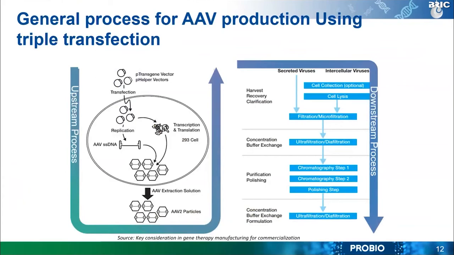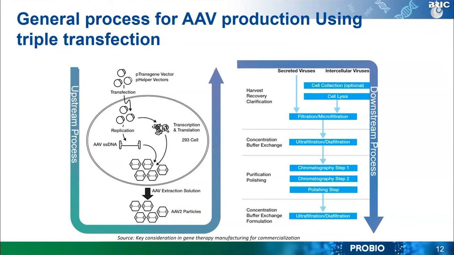The flowchart I showed here is the general process for AAV production using triple transfection. Generally, we divide the whole manufacturing process into upstream process and downstream process. Approaches to vector purification exploit the physical characteristics of viral particles, such as size, surface charge, and hydrophobicity. Viral vectors vary greatly in physical characteristics, depending on the type of virus.